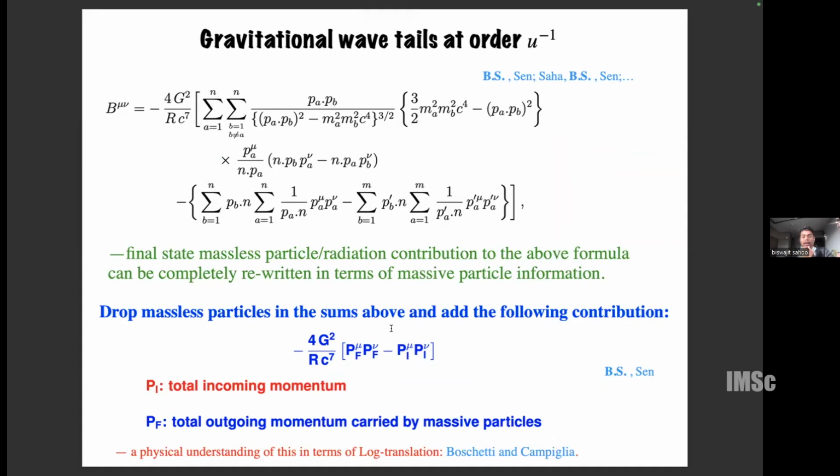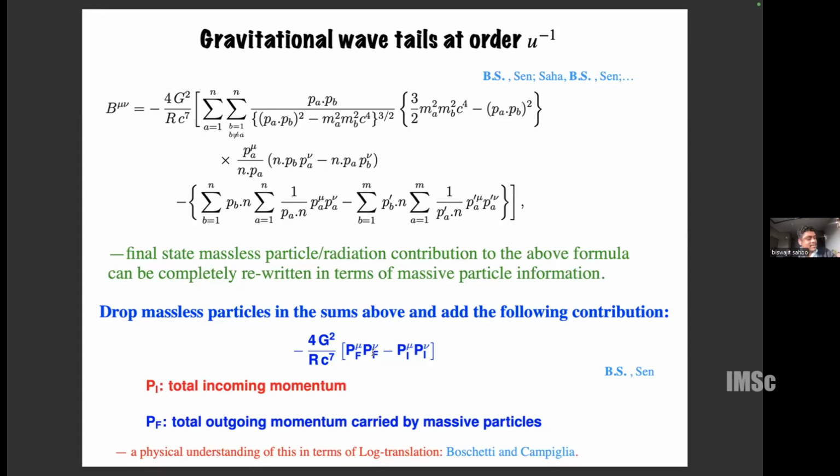So just to give the feature of this coefficient b mu nu, which is the 1 over u tail, is basically that, as I was saying here, you can manipulate this formula. Obviously the sum over the final energy particles again includes the massless gravitational radiation, but you are able to manipulate this formula and completely get rid of the massless particle information, just by adding a simple term which is written here, where p_i is the total incoming momenta and p_f is the total outgoing momenta carried only by the massive particles. So all the massless particle information can be thrown away by just adding this particular term. So this is a much simpler formula.